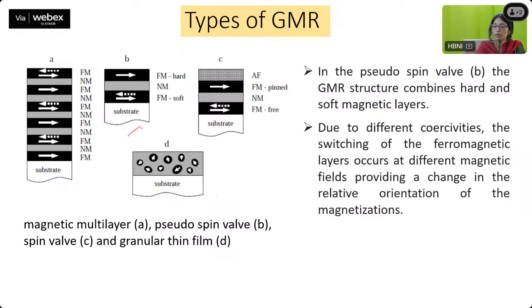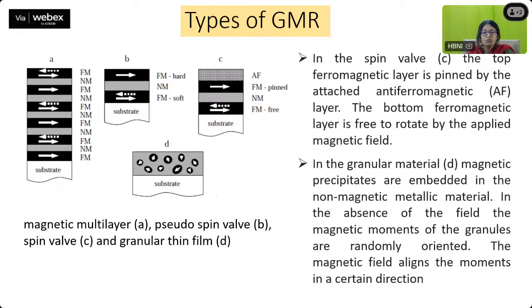When you have a pseudo spin valve, the GMR structure combines hard and soft magnetic layers. Due to different coercivities, the switching of the ferromagnetic layers occurs at different magnetic fields, providing a change in the relative orientation of the magnetization. So this is when you have alternate hard and soft layers. When you have a spin valve, the top ferromagnetic layer is pinned by the attached antiferromagnetic layer, so this antiferromagnetic layer is pinned over here, and the bottom ferromagnetic layer is free to rotate by the applied magnetic field.